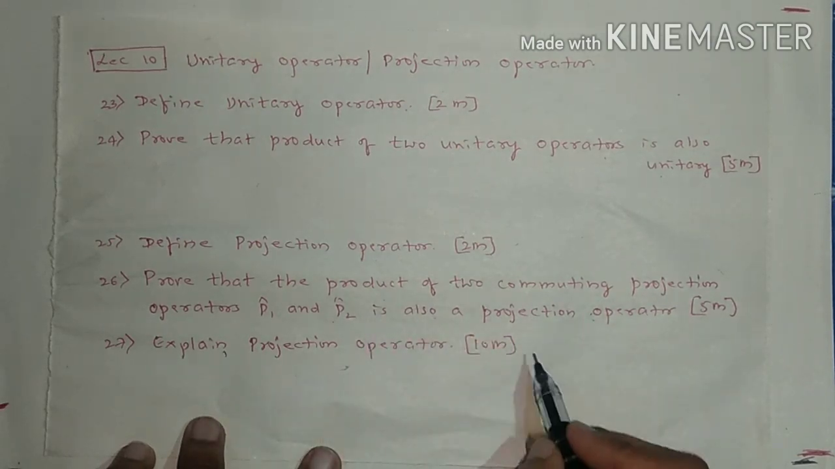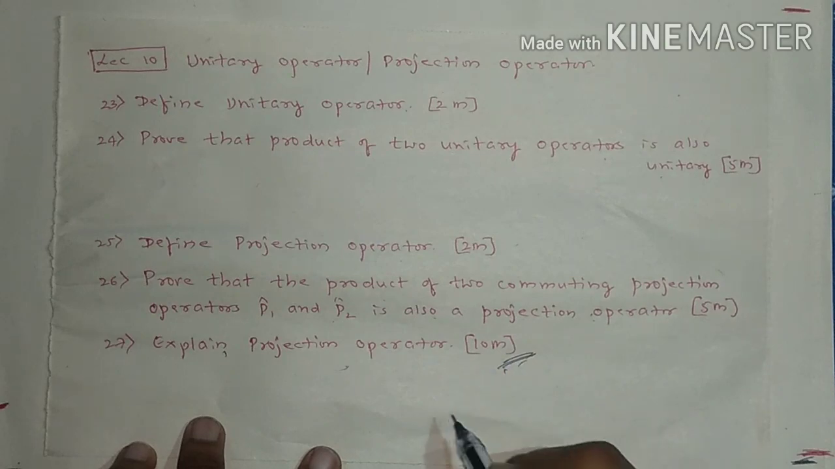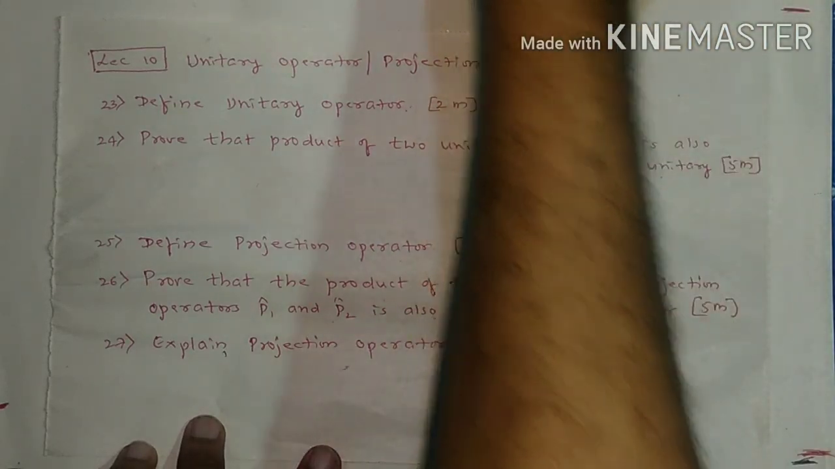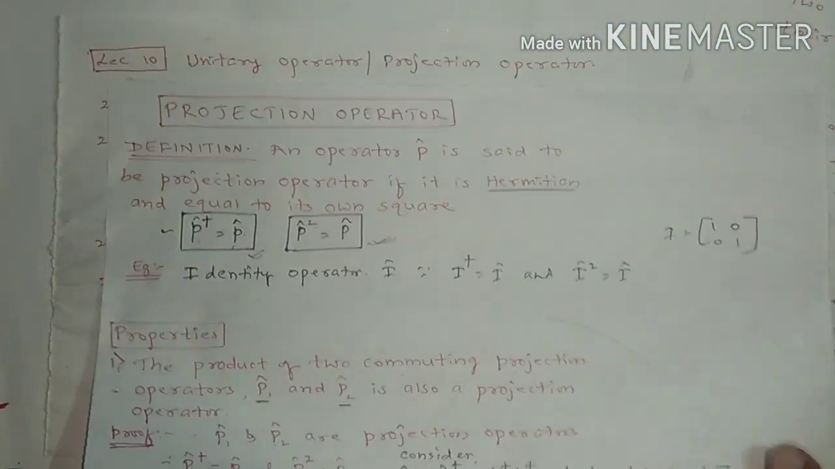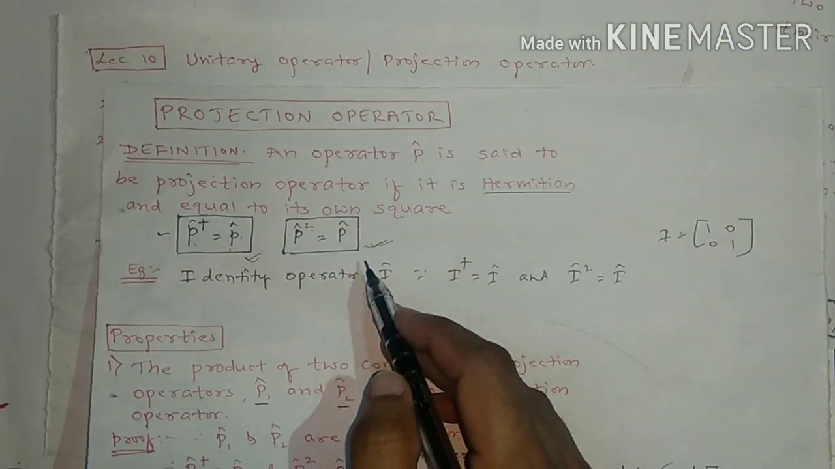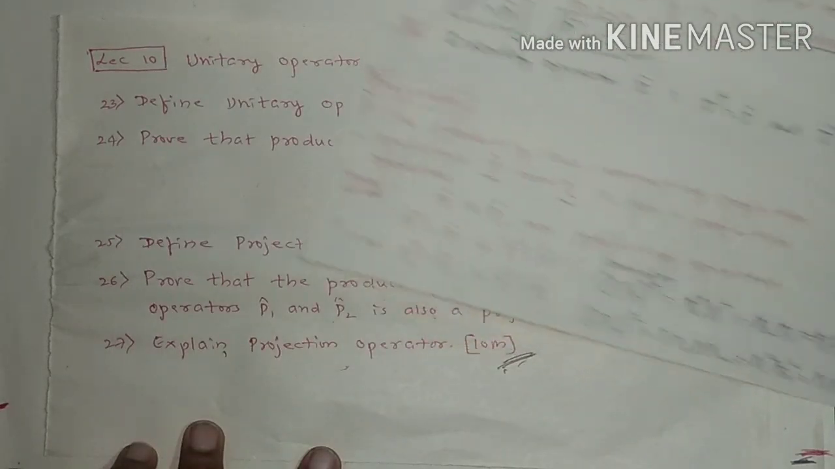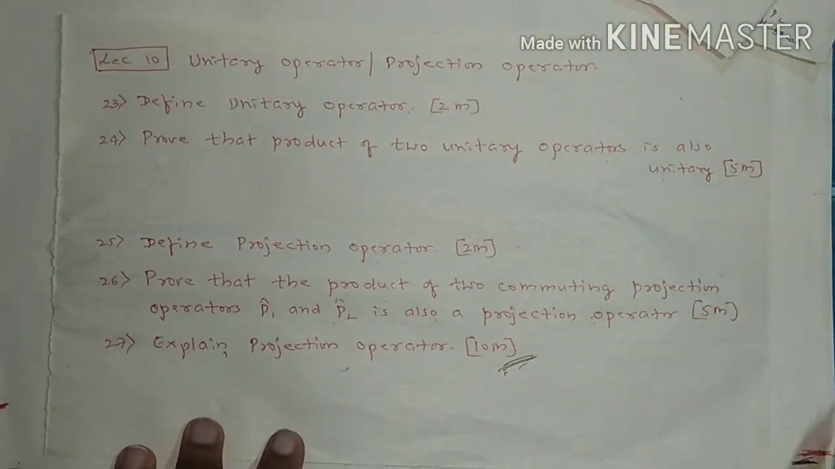Explain projection operator. If the question is for 10 marks, then what you have to do is write the definition, example, and these properties. So if the question is for 10 marks, that's it.